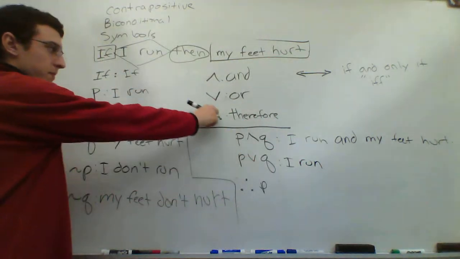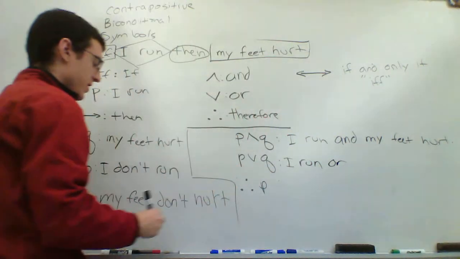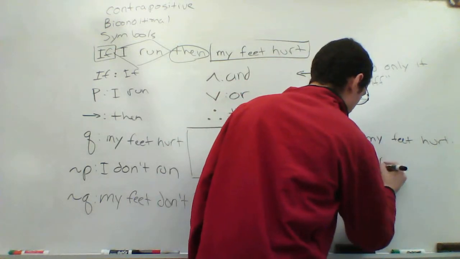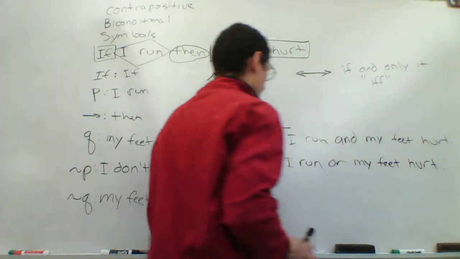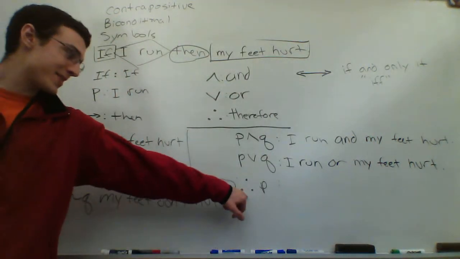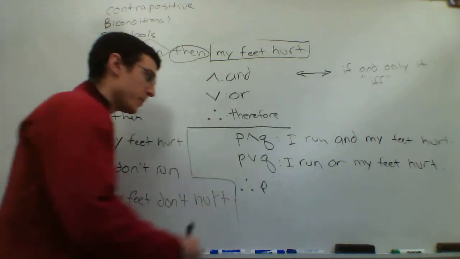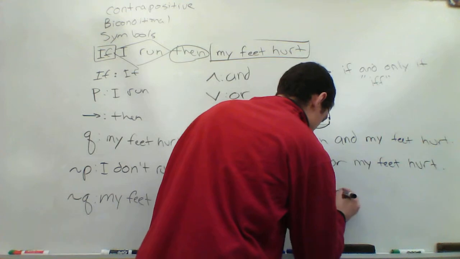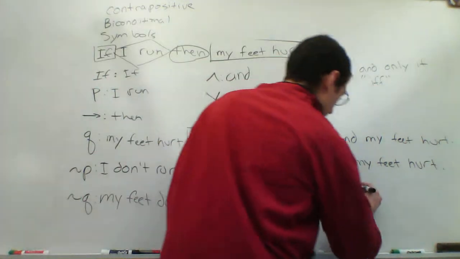Next, P, we know as I run. Our new little symbol is or. Or, and then you finish with Q, our conclusion. My feet hurt. This last one starts with this shape. Find the shape. It's that simple. Therefore, and then P, up here, I run.